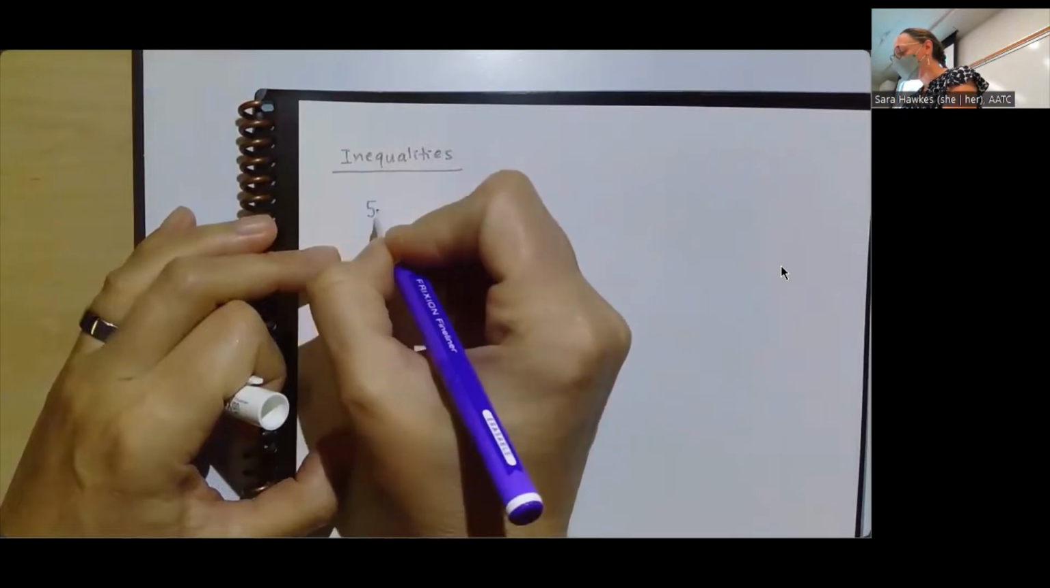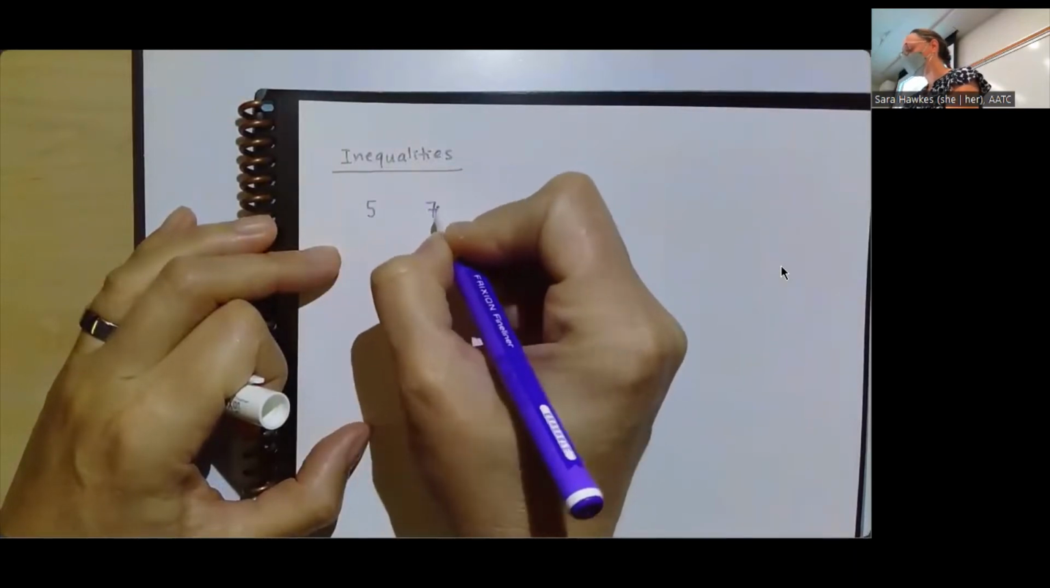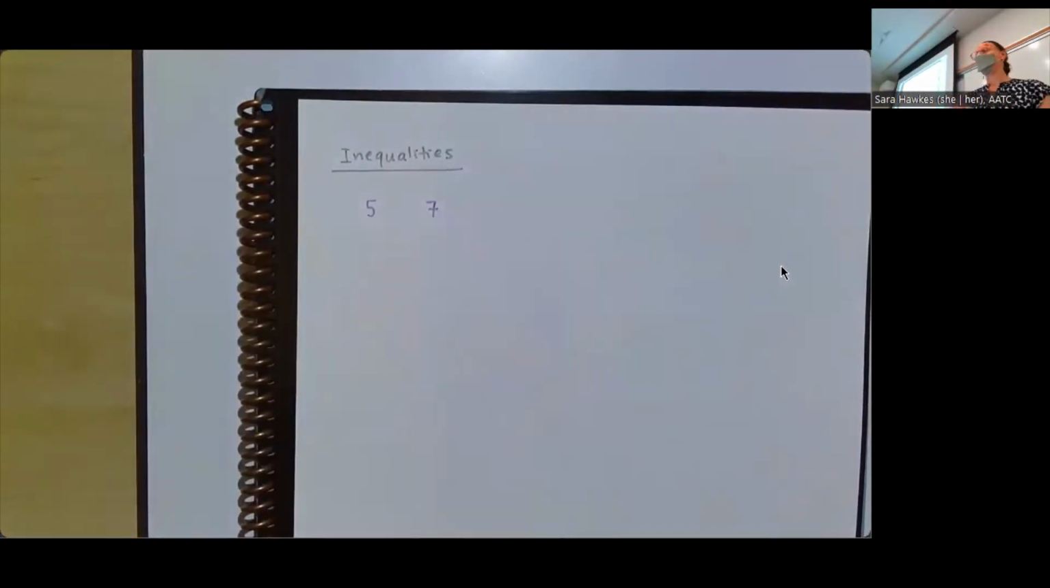So if I put a 5 and a 7 here, could you fill in the notation for the inequality that goes between the 5 and the 7? And if it's been a minute and you're going, yeah, I know it's either this way or this way, but there are lots of different ways to remember this.